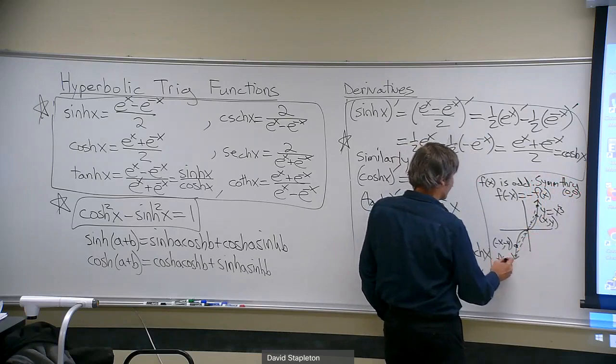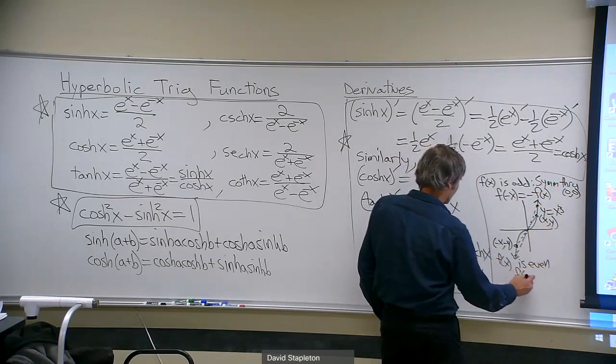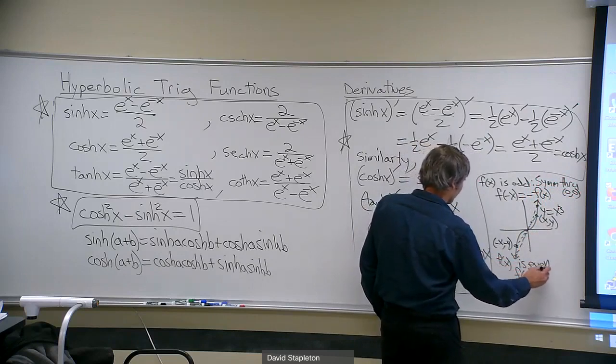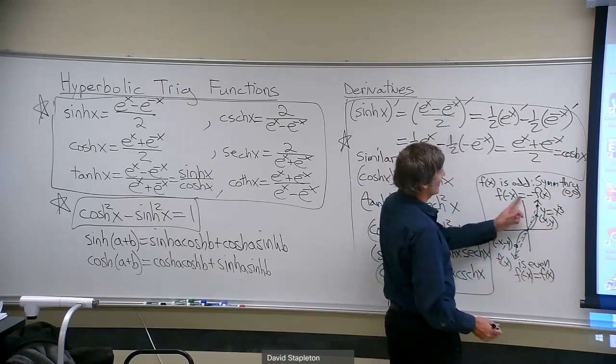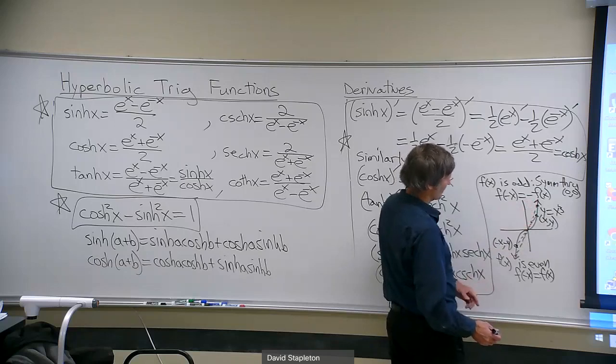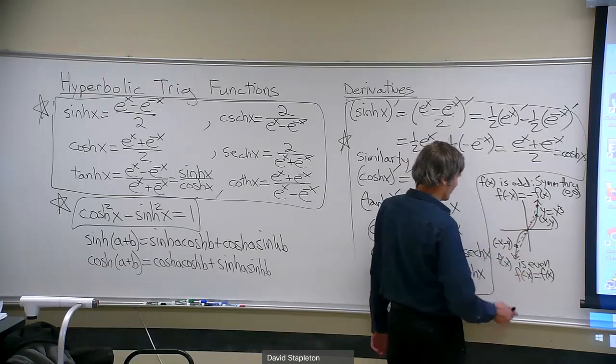F of x is even by definition if f of minus x equals f of plus x. The minus goes away. So an odd function, the minus comes out. F of minus x is minus f of x. Even function, it goes away. F of minus x is the same as f of plus x.